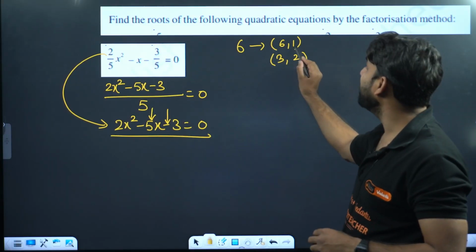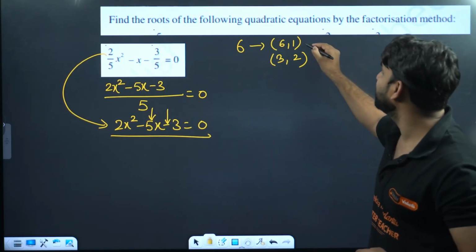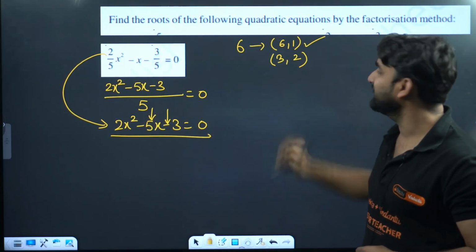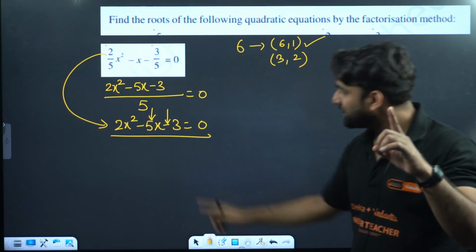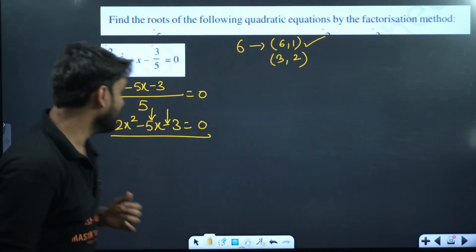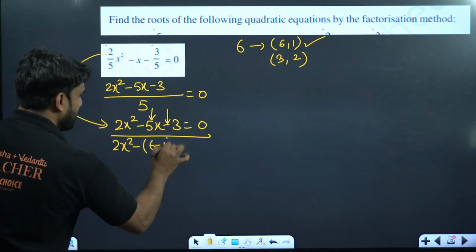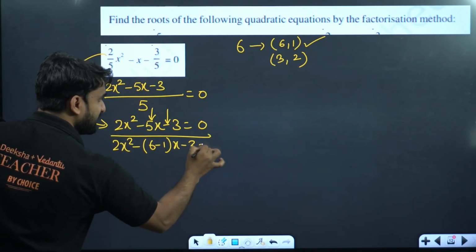So 6 minus 1 is 5. Oh my god, just 5 is the middle value. So this is your best friend, because when you subtract 3 minus 2, you are getting 1, but the middle value is here 5. So 6 comma 1 is your best friend. So split this 5 as 6 minus 1. x minus 3 is equal to 0.